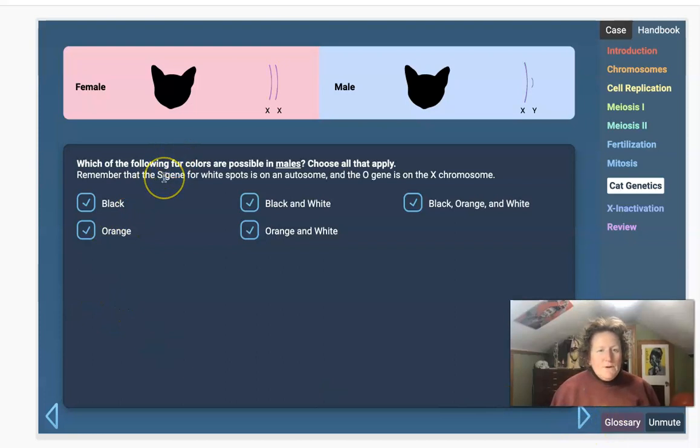Which of the following fur colors are possible in males? Choose all that apply. Remember, the S gene for white spots is on an autosome, so it's separate from the X chromosome, and the O gene is on the X chromosome, so you can only get one copy of that if you're a male. Remember, males can't be black and orange at any point because they only have one X chromosome. I'll let you fill this one out.